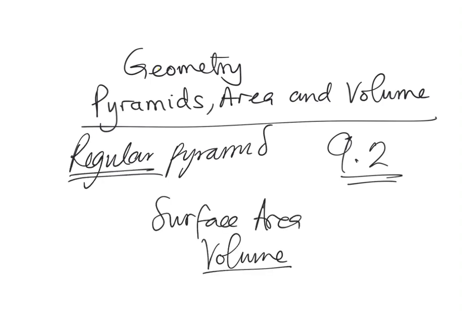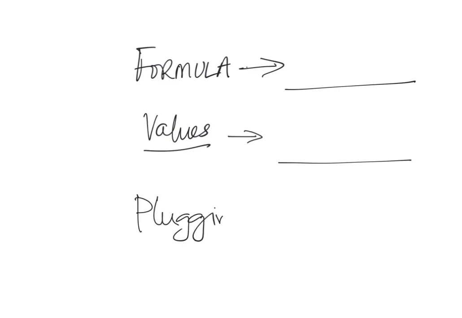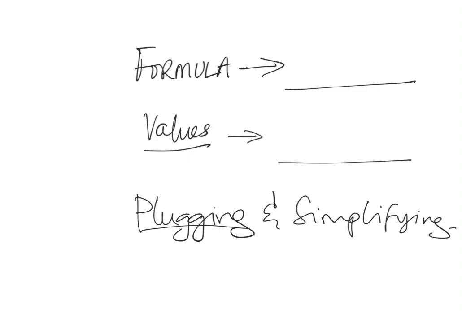Keep in mind that the strategy is very similar to what you did in the previous section with prisms. You have a formula that you're given and you have values that you're given which you can plug into the formula. So I always recommend writing out the formula and then writing out the values you've been given and then going ahead and plugging in the values and simplifying. So plugging in and simplifying, very important. Your algebra skills, of course, will be helpful as you do these problems.